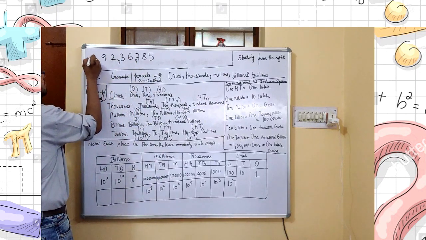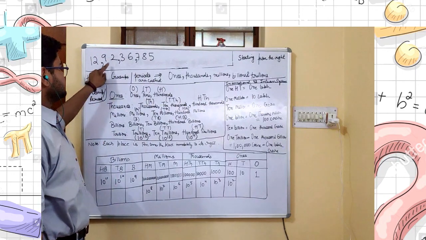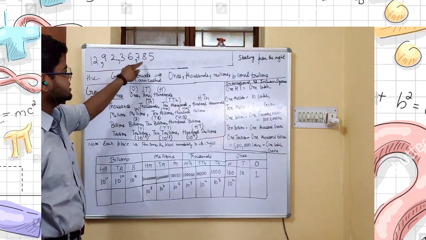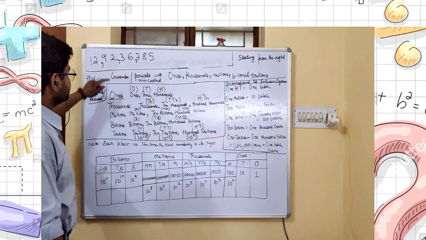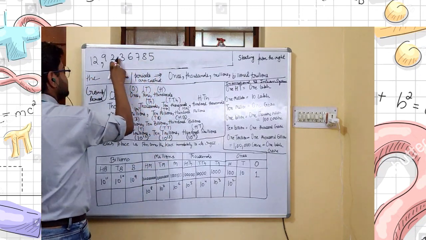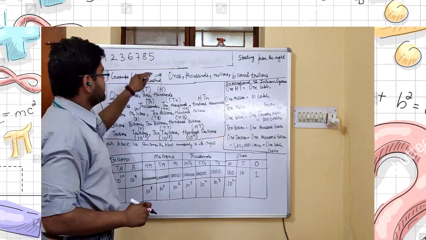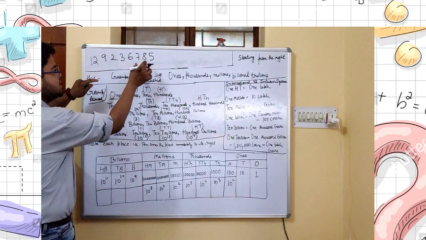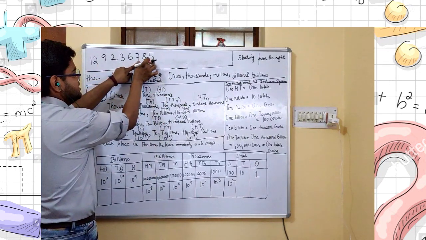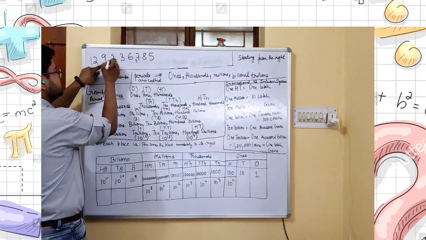And if we add 1 2 here, then this will become 12 crore 92 lakh 36,785. This is your Indian system. But if you want to express the same number in the international system, children, then we will be putting a comma after every 3 digits, because 3 digits will represent a group or period. So these 3 digits, and after this 3 digits.